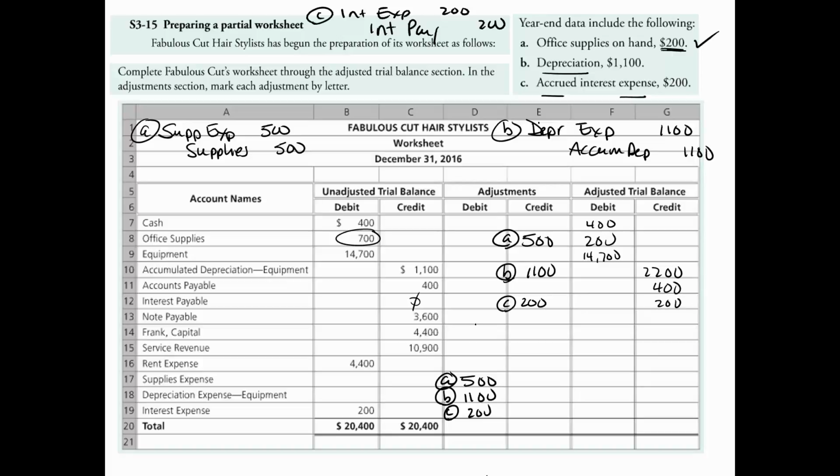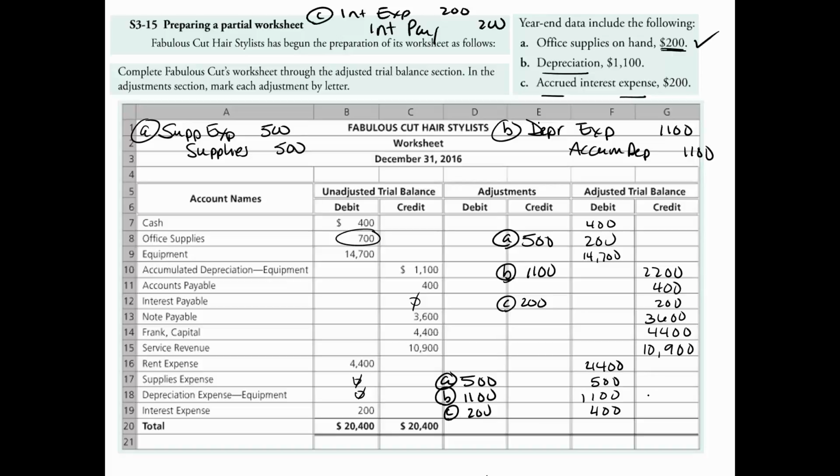Notes payable, another liability, so another credit balance. The capital account, I didn't touch that, so I just carry over that same credit balance. There's no withdrawals. Revenue I didn't touch, so I just bring that same credit balance over. Rent expense, this is an expense, it has a debit balance, so it's still $4,400. And supplies had a 0, I debited $500, so that's over here. Depreciation had 0, so I debited that, so that's $1,100. And then this last one, there was $200 in interest expense, I debited another $200, so $200 and $200, my new balance is a $400 debit balance in the expense.